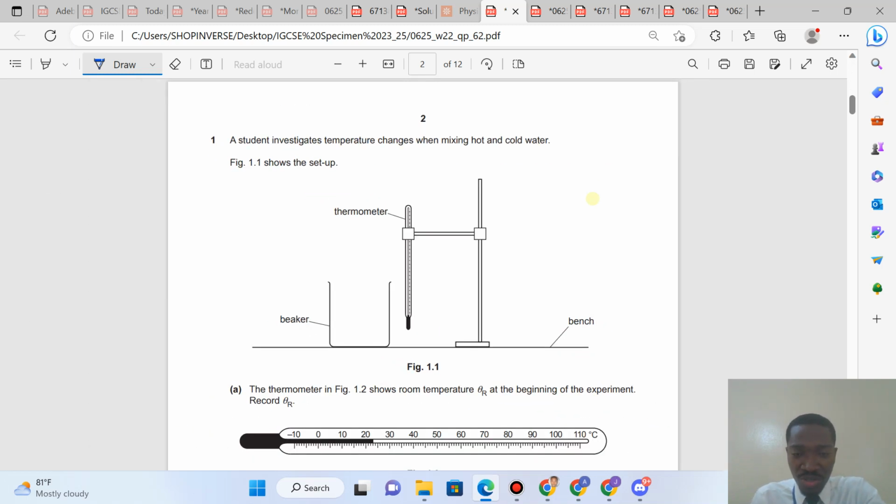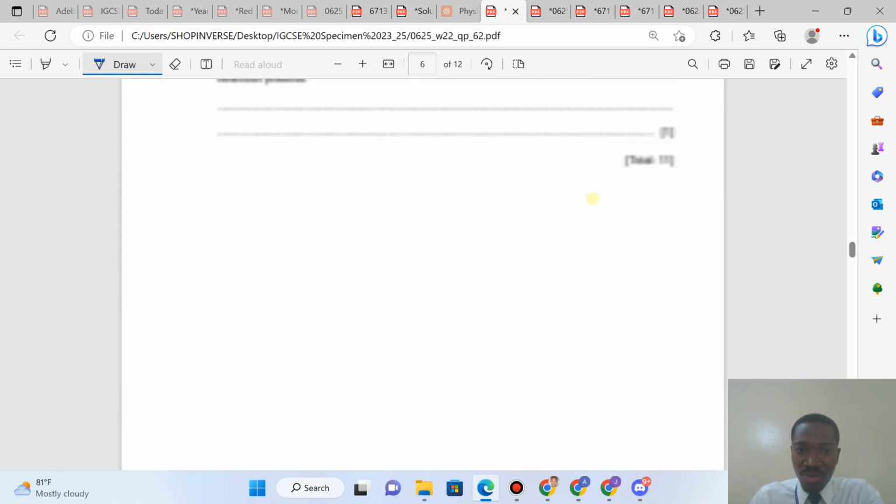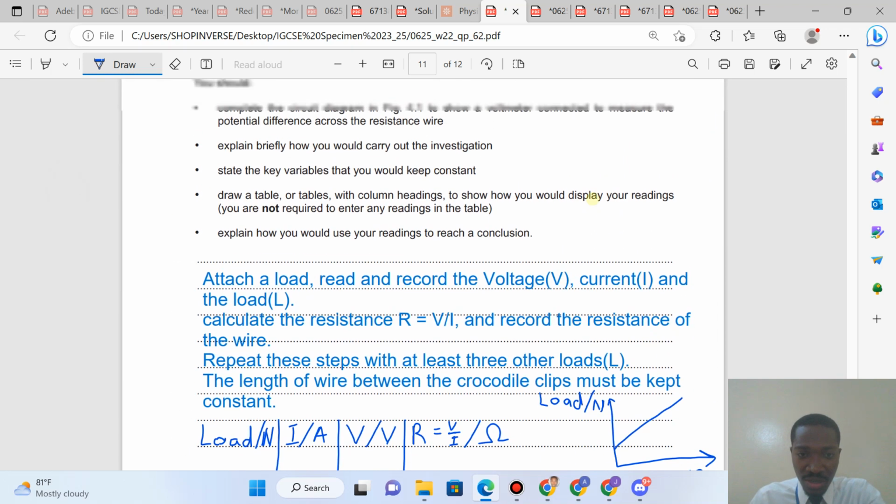It looks similar to what we just did, but of course it's not the same thing. So we go straight to question number 4. That is the question on planning.